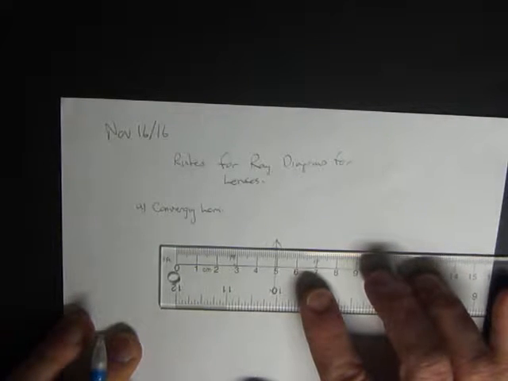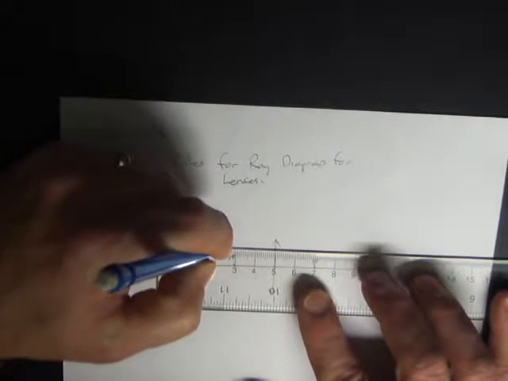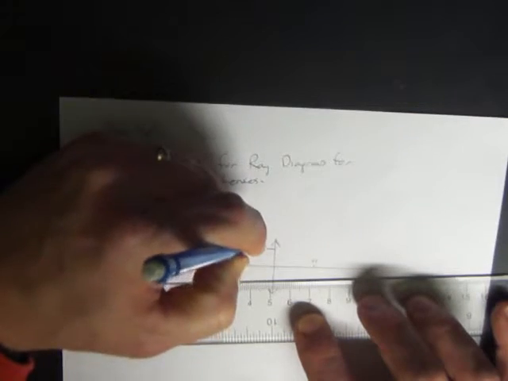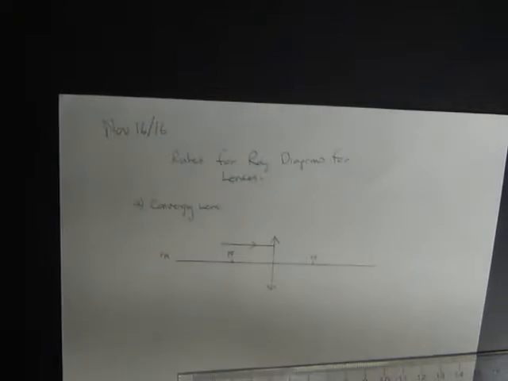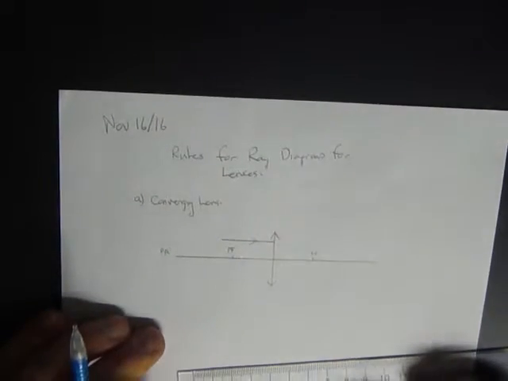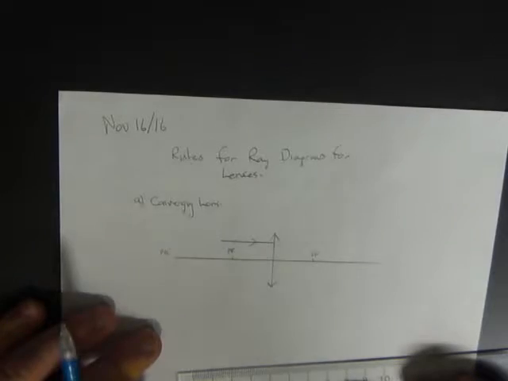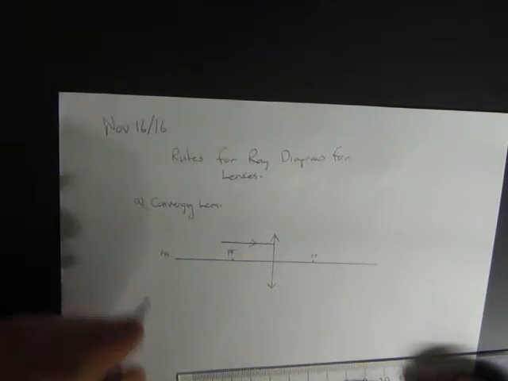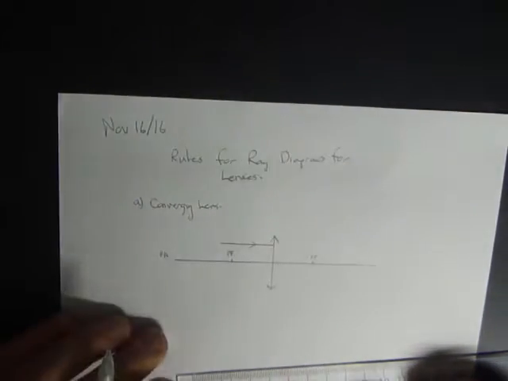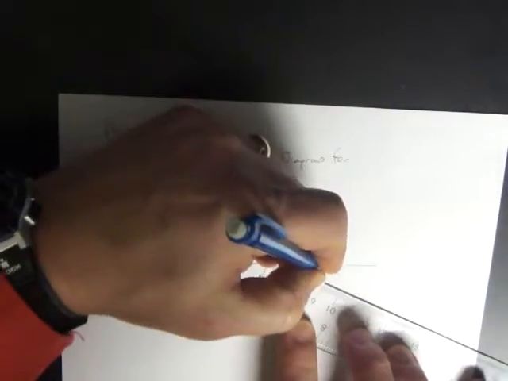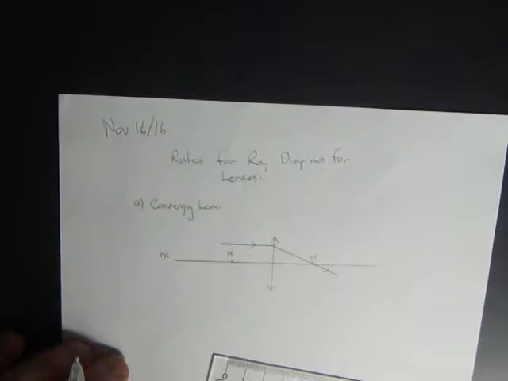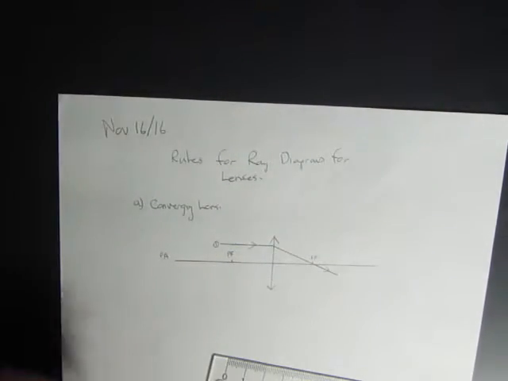Rule number 1, a ray that comes in parallel to the PF. Remember, these are all converging. These are our fat lenses. Well, you tell me. A ray that's parallel to the PF will go through. Sorry, not the PF, the PA. A ray that's parallel to the PA will go through SF. There it goes. That's rule number 1. We'll write that down in a minute.